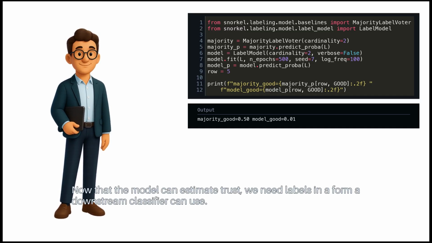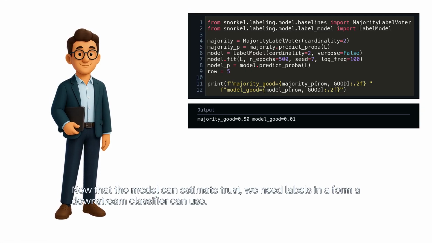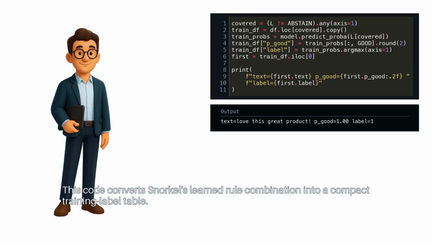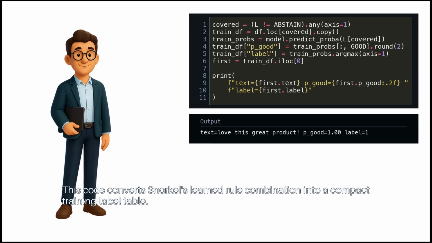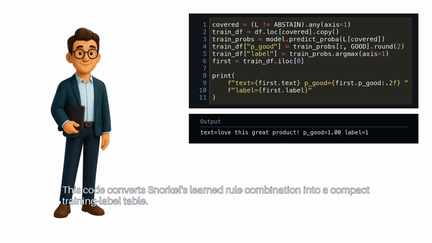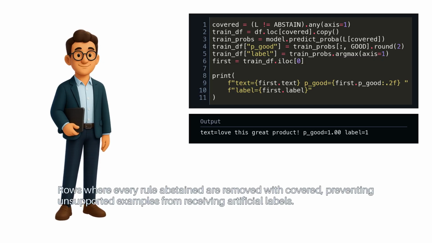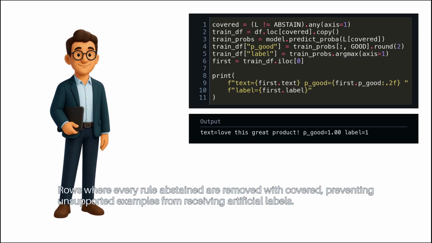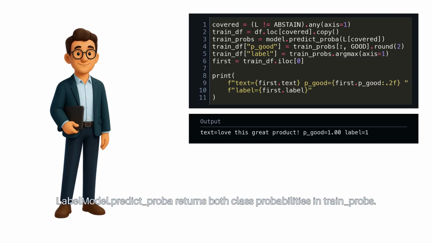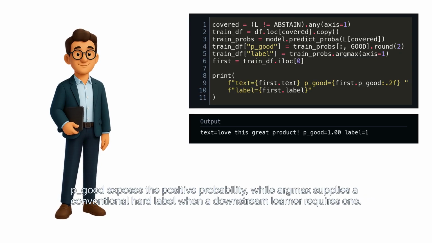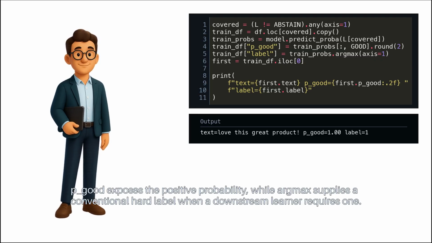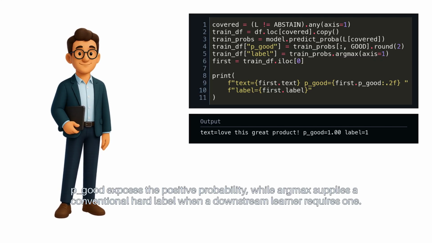Now that the model can estimate trust, we need labels in a form a downstream classifier can use. This code converts Snorkel's learned rule combination into a compact training label table. Rows where every rule abstained are removed with covered, preventing unsupported examples from receiving artificial labels. label_model.predict_proba returns both class probabilities in train_probs. p_good exposes the positive probability, while argmax supplies a conventional hard label when a downstream learner requires one.